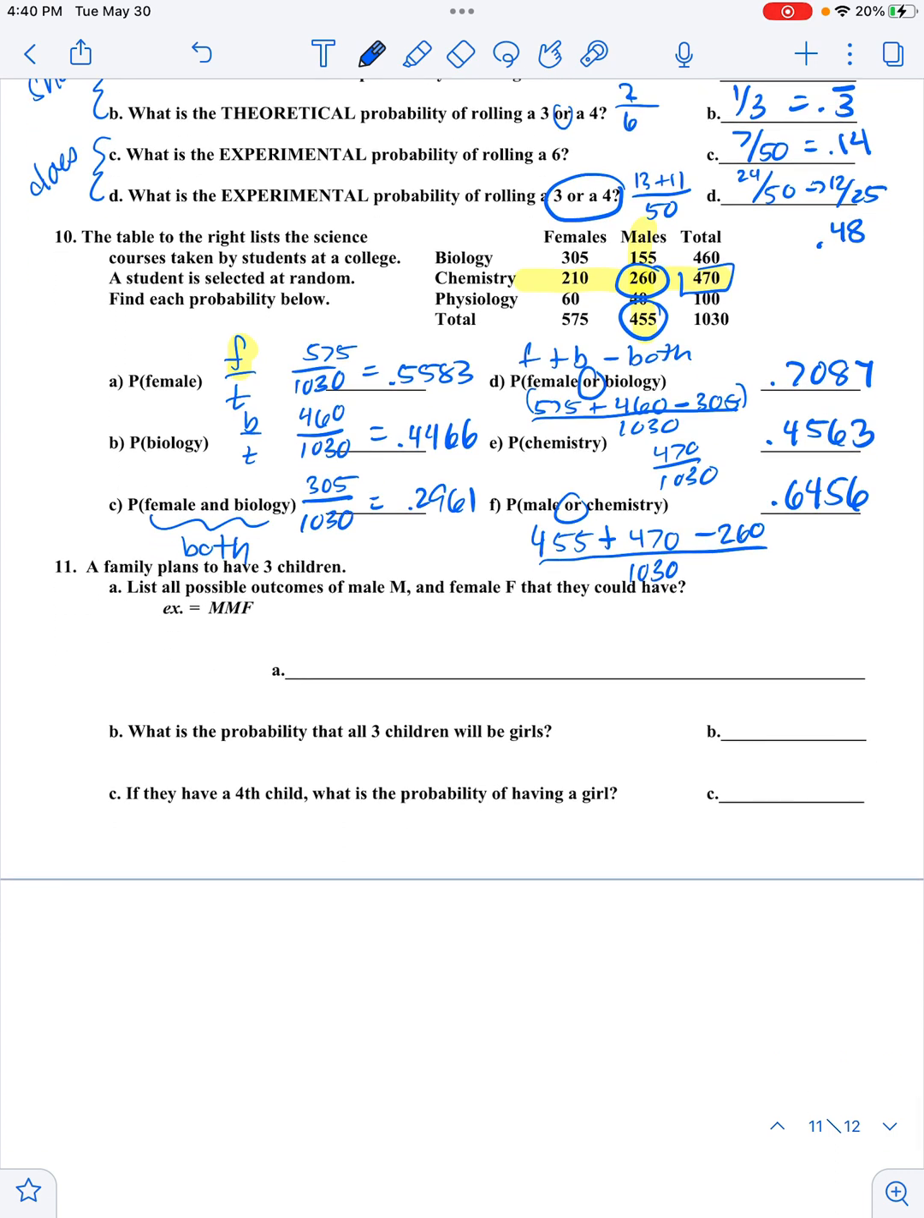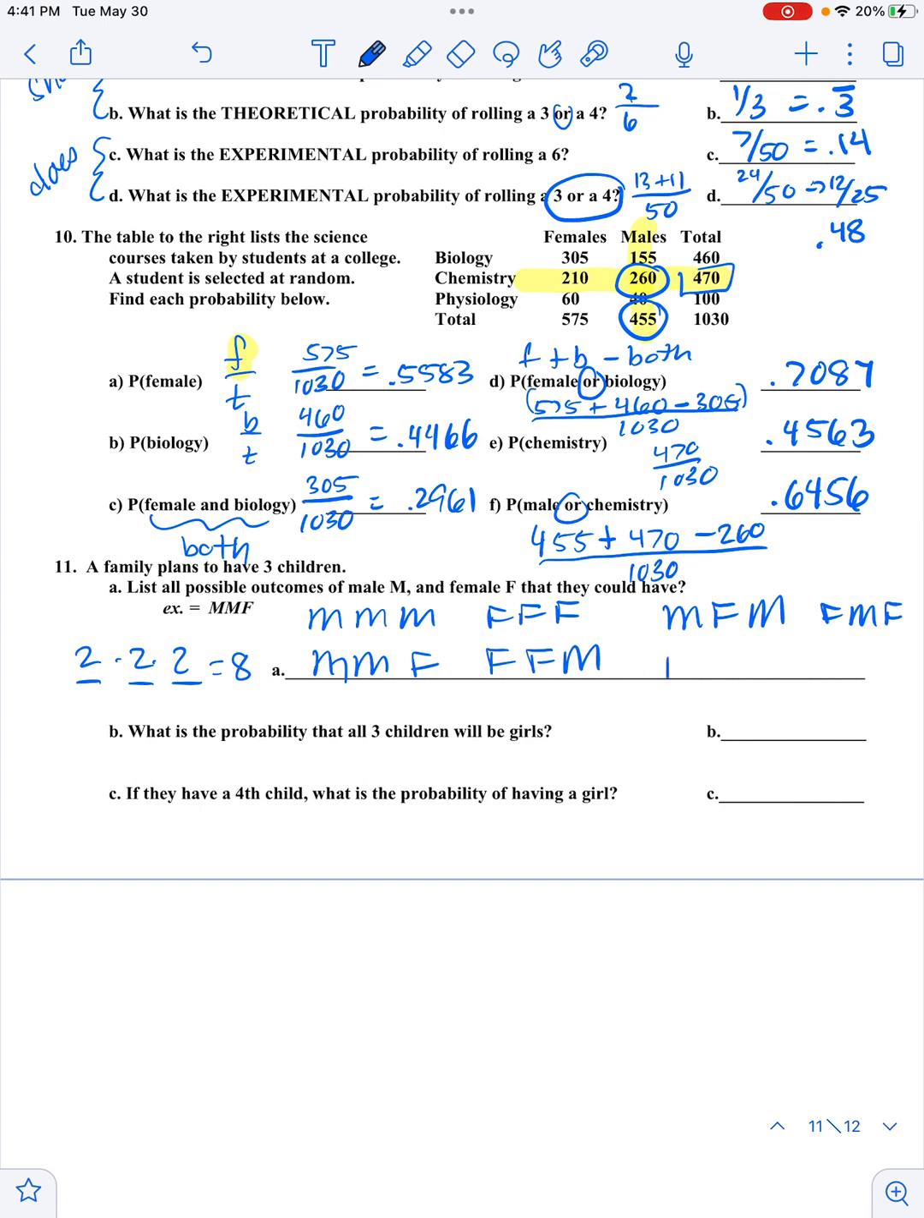All right, they plan to have 3 children. List all the possibilities. Okay, so 3 kids, 2 options for each. I should have 8 possible outcomes. I get confused, so I start with like all male, and then I write the total opposite, all female. Then I do 2 male followed by a female, and then I write the total opposite. And then I kind of just keep going and move that 1 female towards the front, but then write the matching pair with the opposite letters. And then now that first one's a female and then 2 males, so I do the opposite, which would be a male and then 2 females. So those are my 1, 2, 3, 4, 5, 6, 7, 8 outcomes.